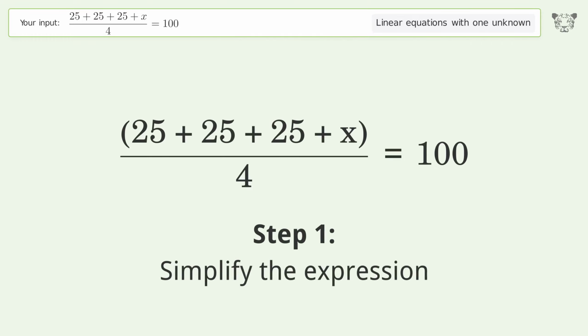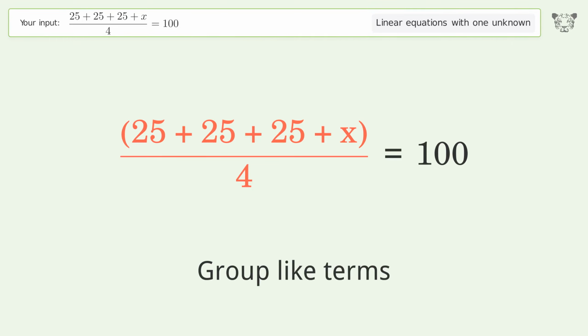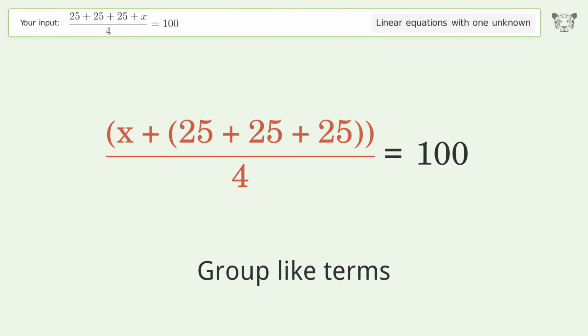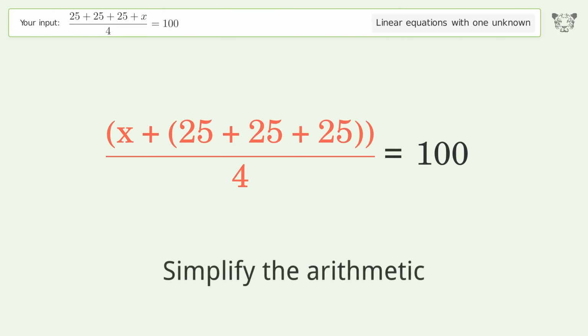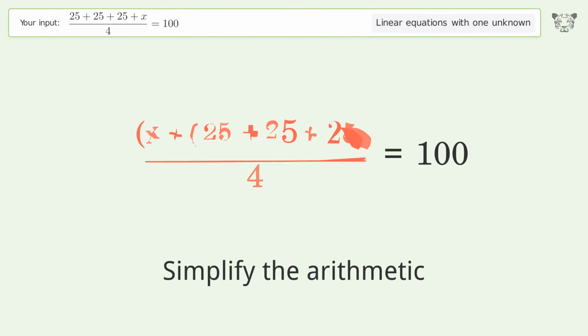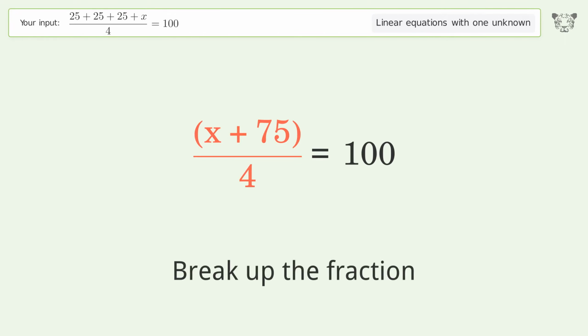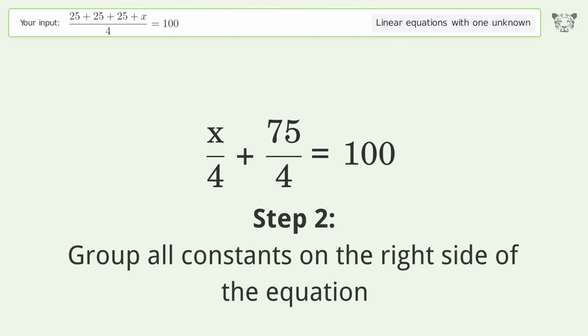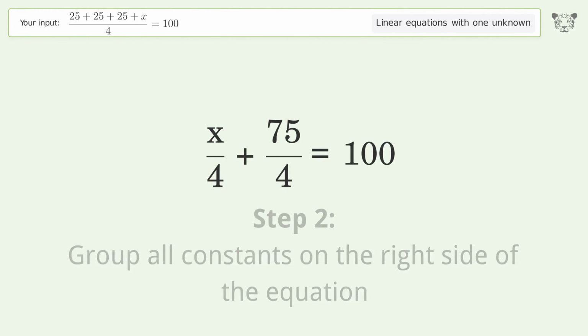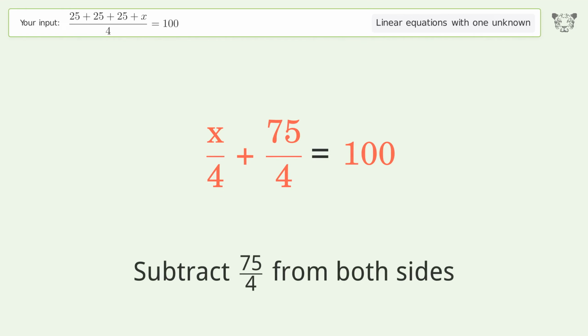Simplify the expression. Group like terms. Simplify the arithmetic. Break up the fraction. Group all constants on the right side of the equation. Subtract 75/4 from both sides.